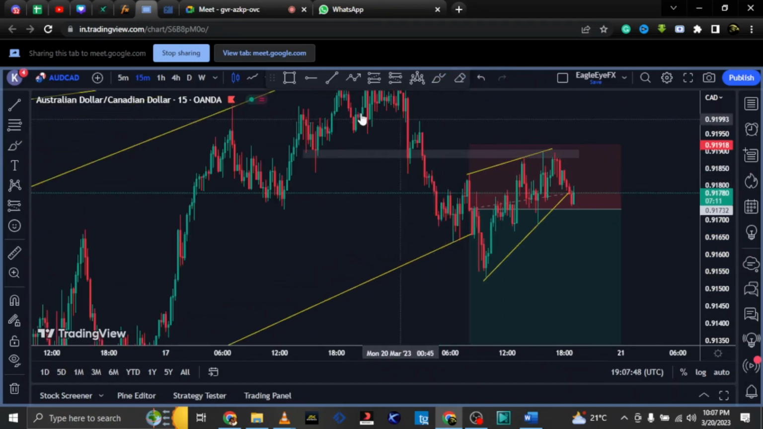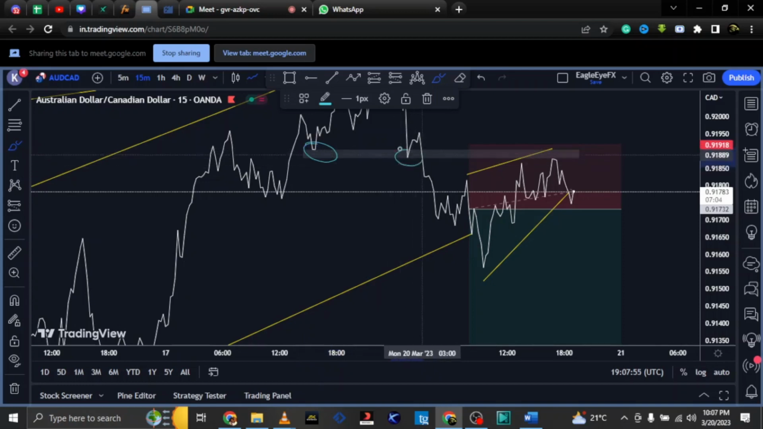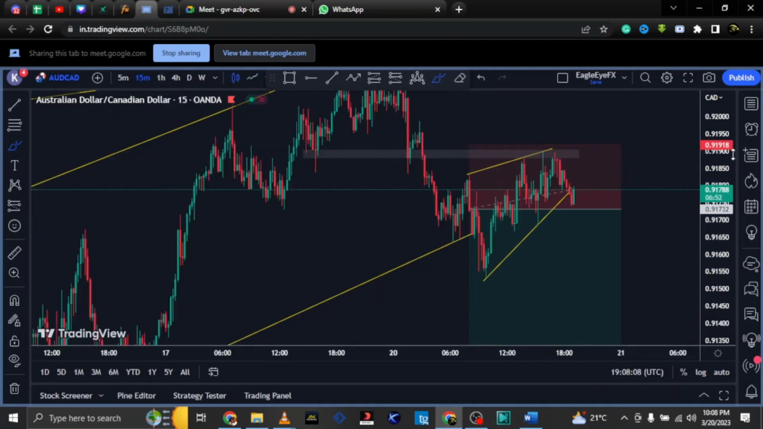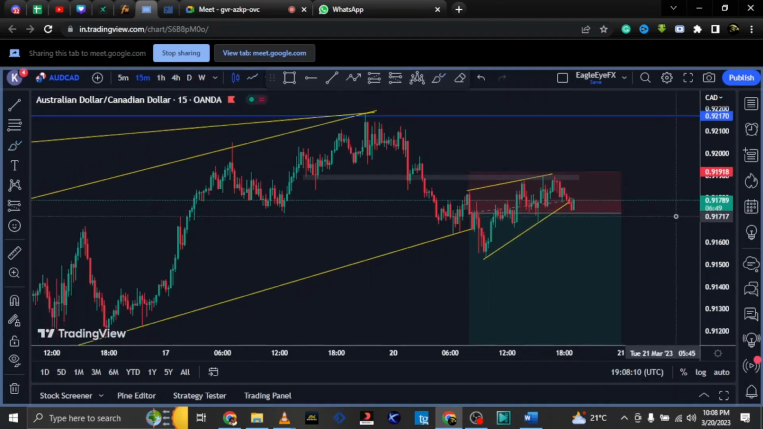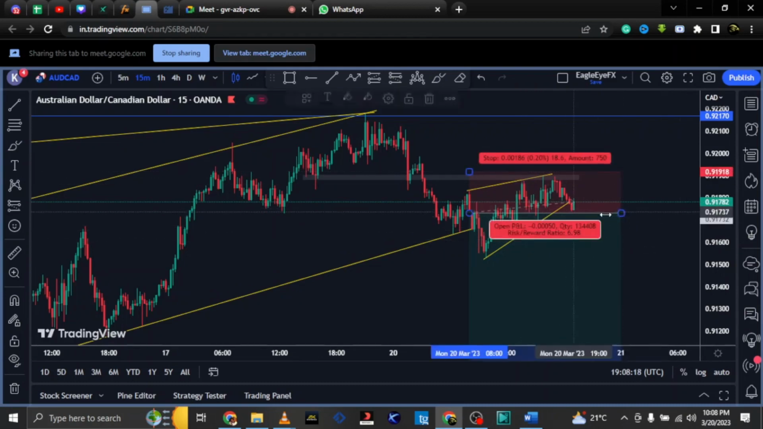And if you are trading support and resistance, you can see that if I put the line chart, the support has been broken, then the market has come to retest it almost 2 times. So therefore we are looking to move to the downside. So that is what I'm looking at. On AUD CAD, I'm actually looking for selling opportunities. My stop loss is around 18.6 pips, and that's my stop loss size.